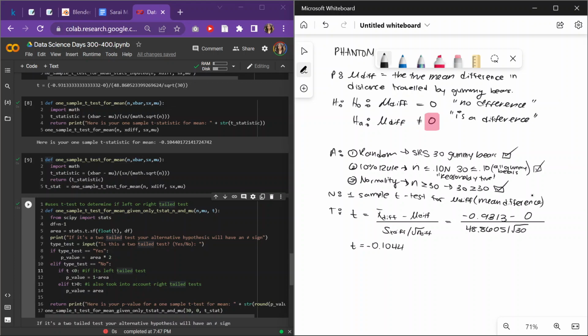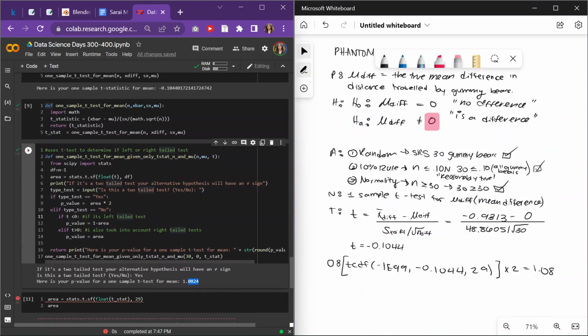negative 0.1044, and then to obtain the p-value, I do t.cdf, and I do negative 1e99, negative 0.1044, lower bound, upper bound, and then degrees of freedom is 29, and then I multiply this by 2, and I get 1.0824, and then I make my conclusion.